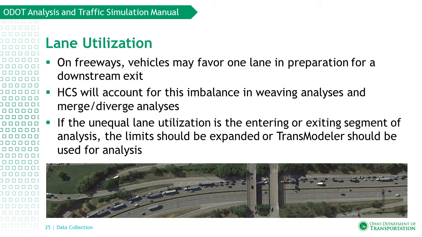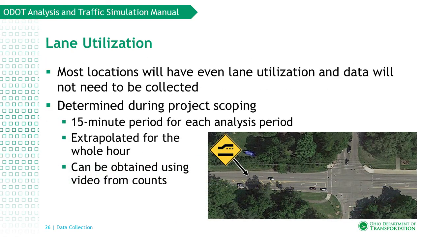If the chosen boundary link has a heavy weaving volume or other factors causing an unequal lane utilization, the limits for the analysis should be expanded. If the limits cannot be expanded past this segment, transmodelers should be used. Most locations will have an even lane utilization, so this data will not need to be collected. This data need should be determined as part of the project scoping.